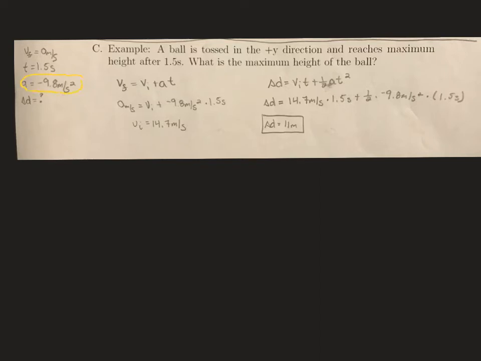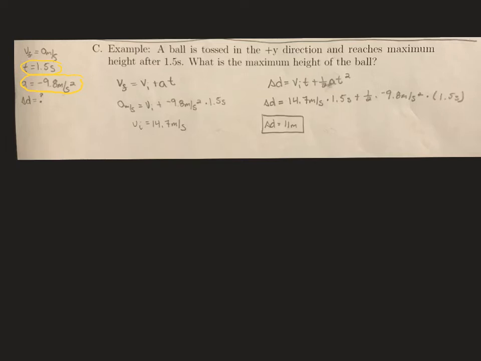So that tells us our acceleration is going to be negative 9.8 meters per second squared. And because the negative 9.8 meters per second squared is constant, we can use our constant acceleration equations, or our kinematic equations. And it reaches a maximum height after 1.5 seconds. So that tells us that our time is 1.5 seconds.